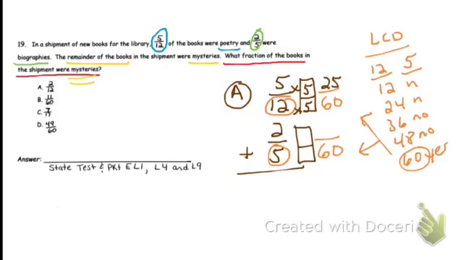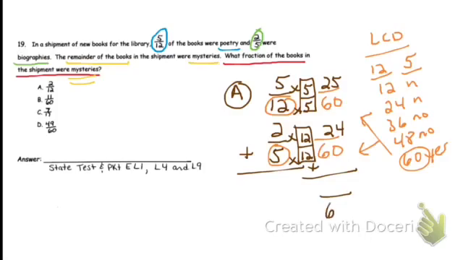Let's take a look at the bottom fraction, 2/5. 5 times what equals 60? Well, I know that 5 times 12 equals 60. Whatever I do on the bottom, I must do on the top. So I'm going to say times 12. 2 times 12 is 24. I add them together, and let's see what I get.